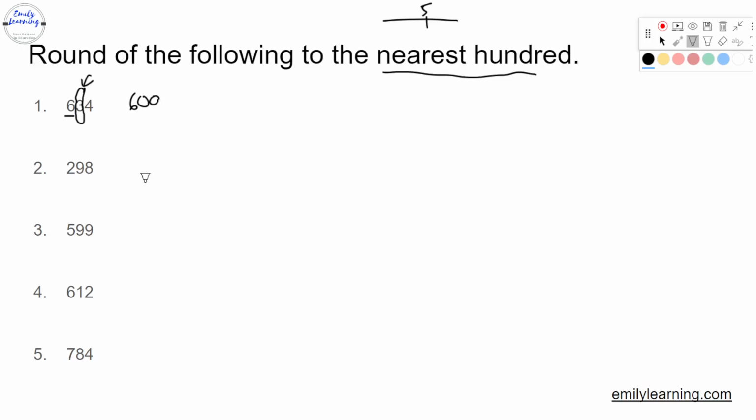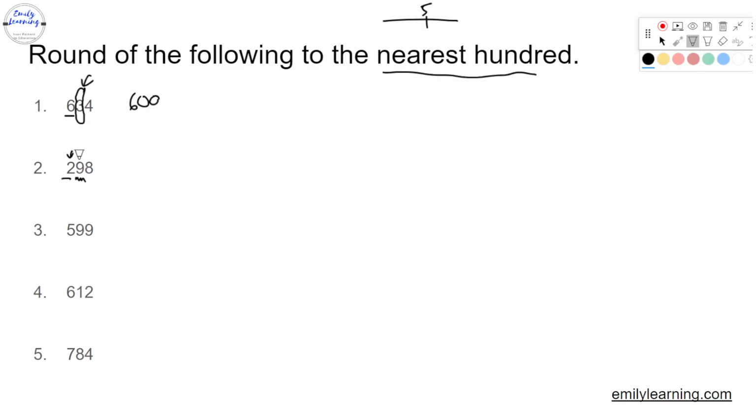Next, let's round off 298 to the nearest 100. Because we are rounding it off to the nearest 100, we will look at one place value before the hundreds place, which is the tens place. And if it is 5 or more, we will round up. That means we will increase the hundreds place by 1.